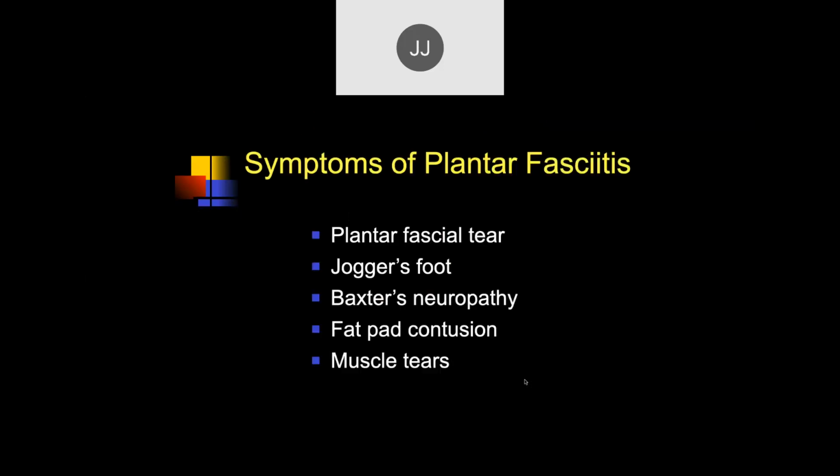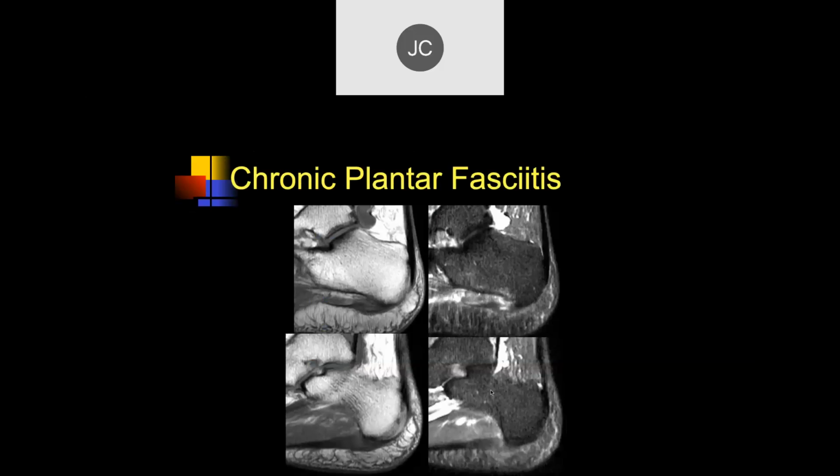Yeah. So I need to go back and change this lecture, obviously. So symptoms of plantar fasciitis, this really should be symptoms of heel pain syndrome. So you look for plantar fascial tears, jogger's foot, which we talked about last time. We've not gotten to Baxter's neuropathy yet. Fat pad contusion, we just saw a fat pad contusion. And you can also get muscle tears in the foot, which can also produce heel pain. So that's kind of the differential that you need to go through, and these are generally very well evaluated by MR.